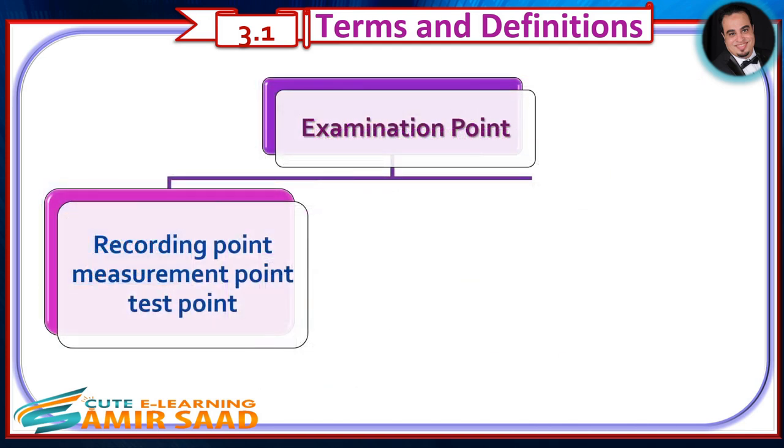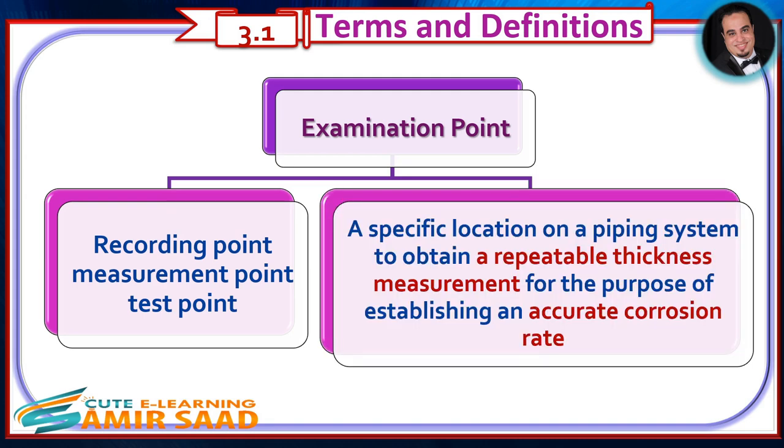Examination point, recording point, measurement point, test point: a specific location on a piping system to obtain a repeatable thickness measurement for the purpose of establishing an accurate corrosion rate.